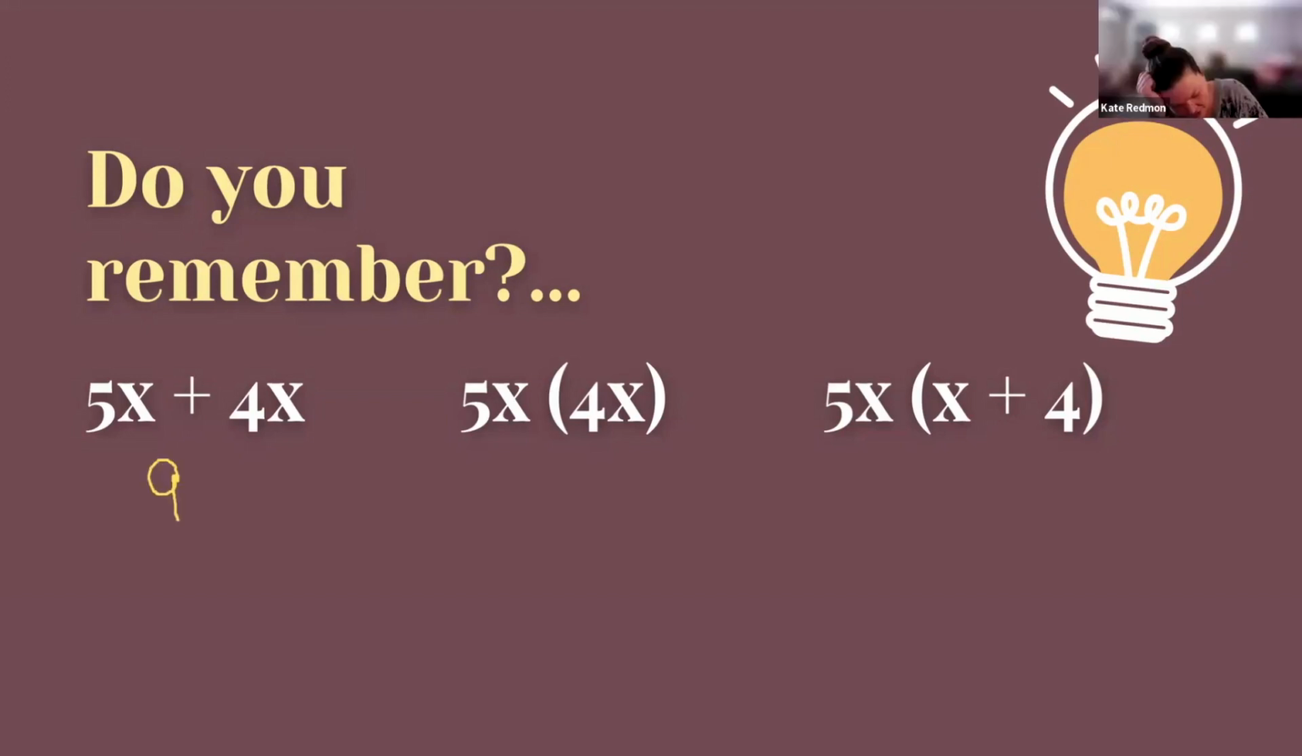Beautiful. Just like 5 xylophones and 4 xylophones would be 9 xylophones. 5x and 4x's is 9x's. And once again, I have no idea why I own so many xylophones.